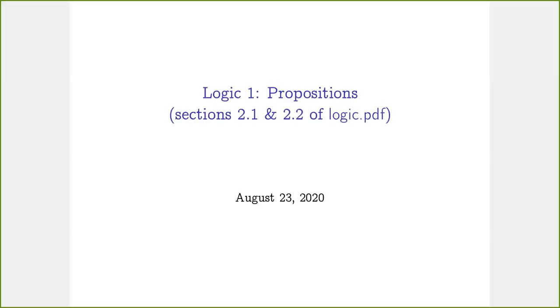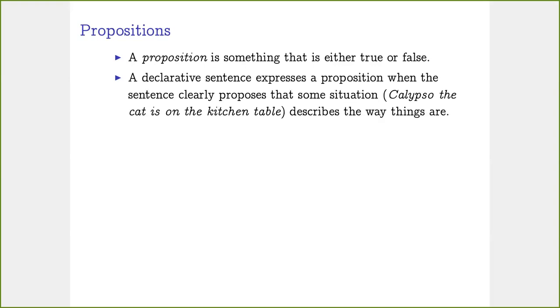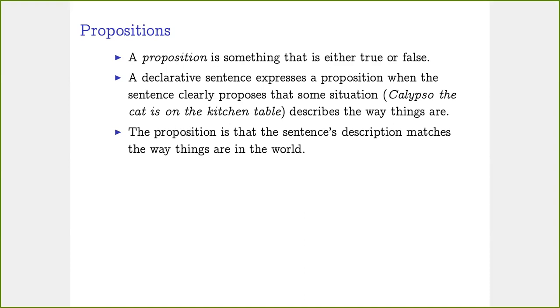The central concept in logic is the proposition. A proposition is something that's either true or false. A declarative sentence expresses a proposition when the sentence clearly proposes that some situation, for example, "Calypso the cat is on the kitchen table," describes the way things are. The proposition is that the sentence's description matches the way things are in the world.